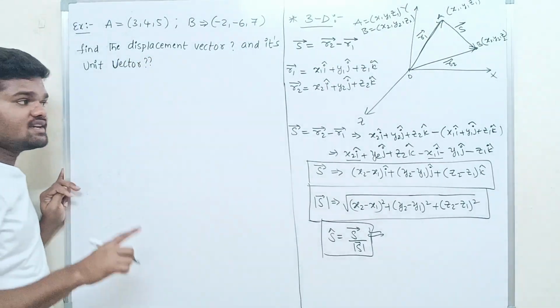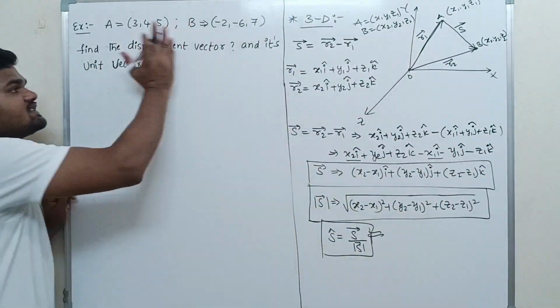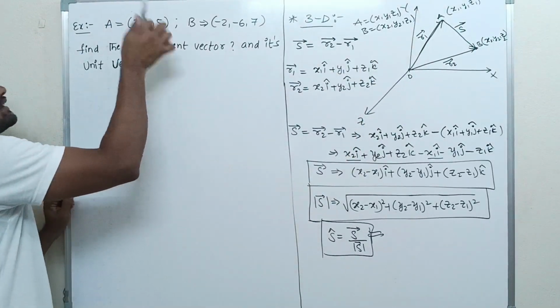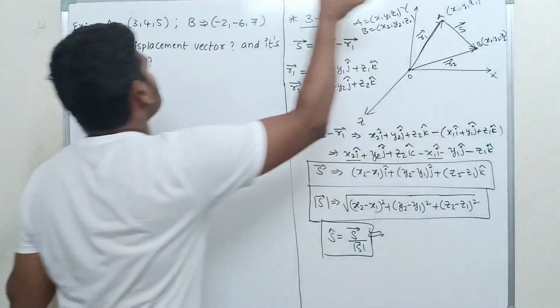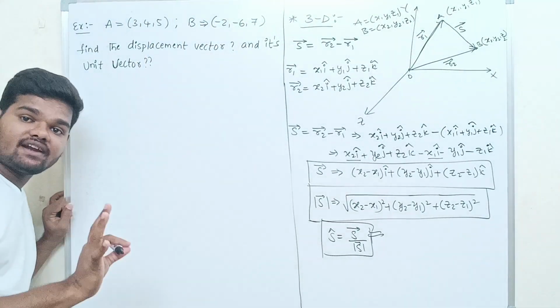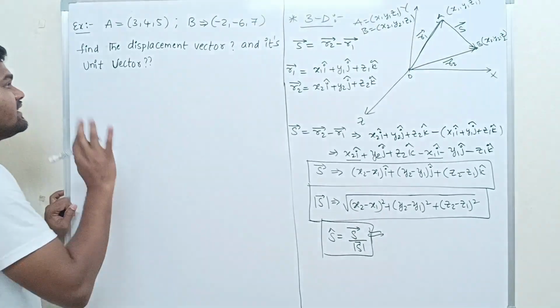Just pause the video and try the solution. Same concept. You have to use the same concept, but in place of x1, y1, z1, we have 3, 4, 5, and in place of x2, y2, z2, we have -2, -6, 7. Pause the video and try the solution. 3, 2, 1, go.